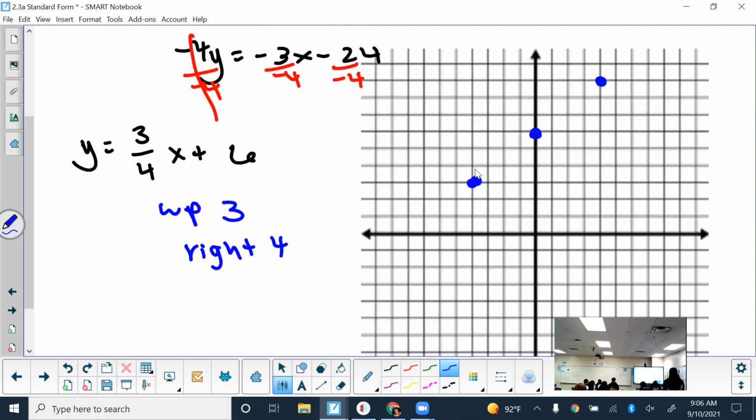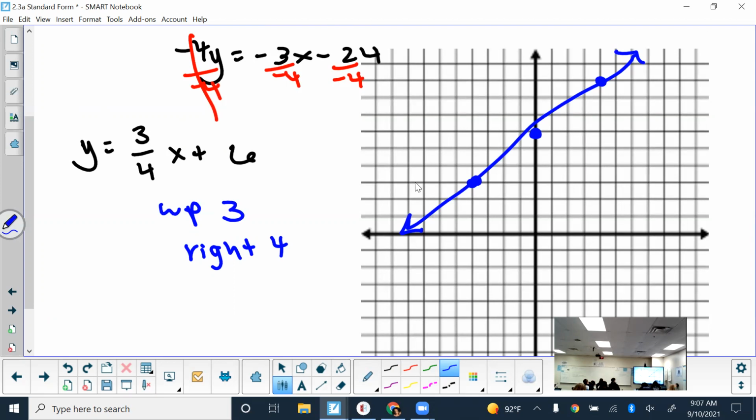You can double check it. You're still going up 3 to the right 4 from this point to that point. So we can make our line. Does that make sense? All right, I only recommend doing that if the graph is cut off like on a test. Otherwise, just always go to the right.